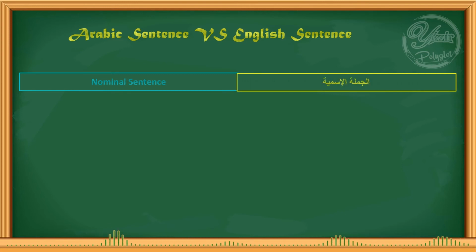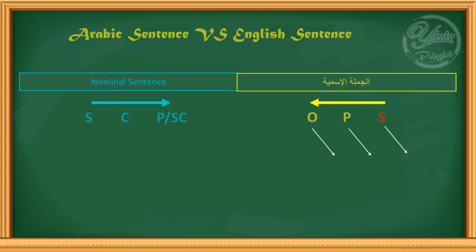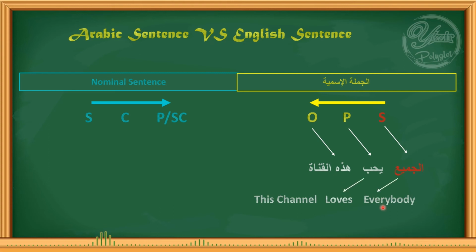Now let's see the second type of nominal sentence in Arabic. If a sentence begins with a non-verb word, then it is considered a nominal sentence in Arabic. This structure is used for emphasizing. So for emphasizing or stressing the subject of the sentence, we change the word order to subject, verb, object. For example, الجميع يحب هذه القناة. Everybody loves this channel. Here we are stressing the subject al-jami'.